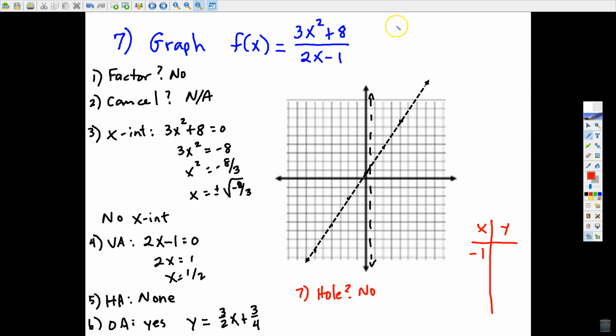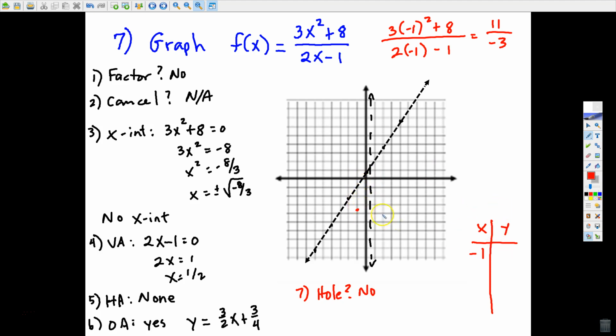Okay, so input -1 looks like this, and with the calculator it should be pretty fast for you. So -1 squared is 1 times 3 is 3, so the numerator is 11, and the denominator is -2 minus 1, which is -3. So -11/3 is the same thing as -3 and 2/3. So input -1, output -3 and 2/3.